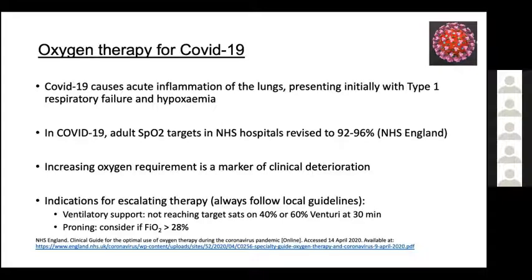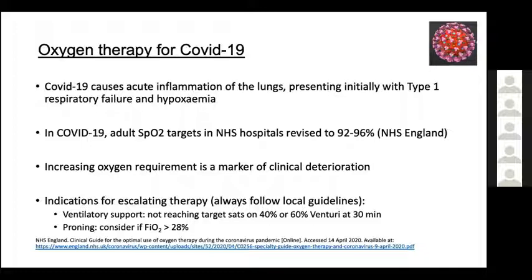Within that document, which I put a link to at the bottom, they've suggested that if hospitals are really struggling, that a slightly lower range below that could even be targeted. Obviously, for our patients with COPD, we would still use a lower target range, so 88 to 92%.